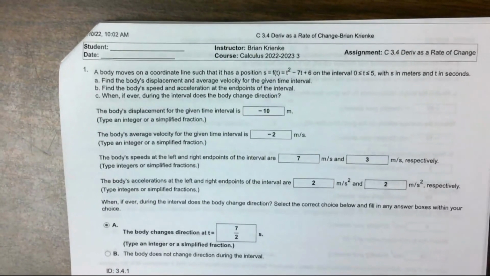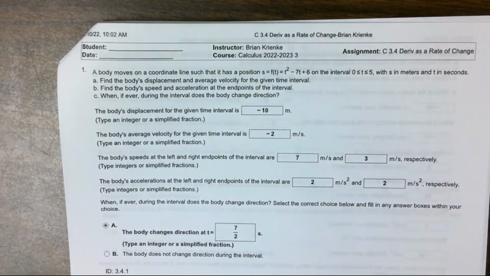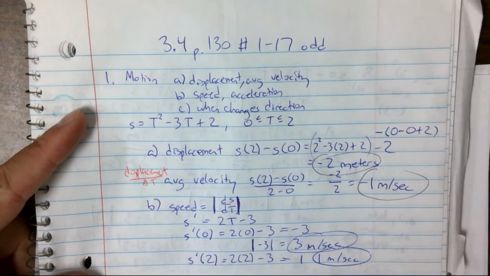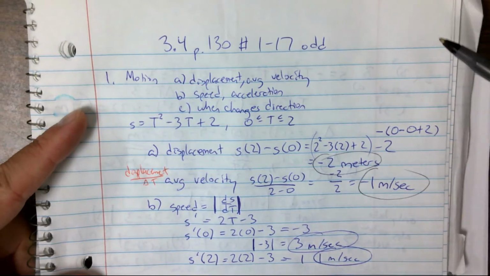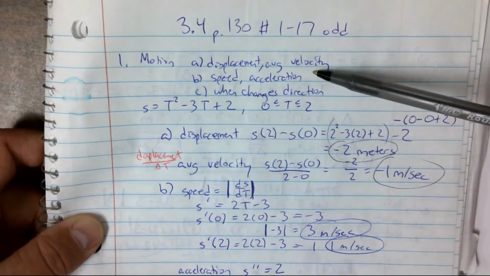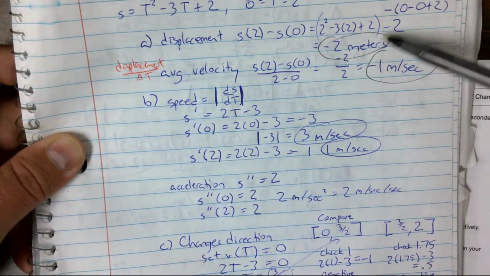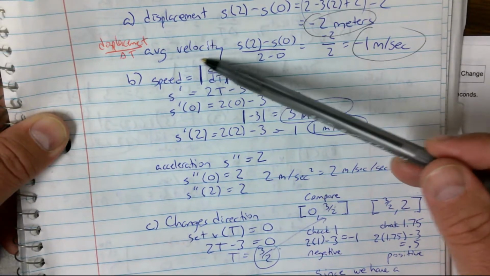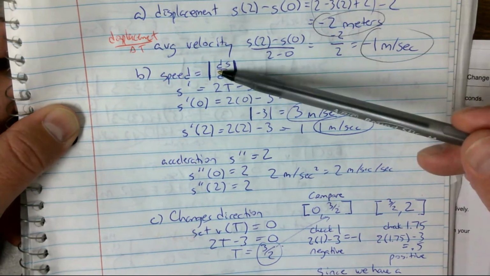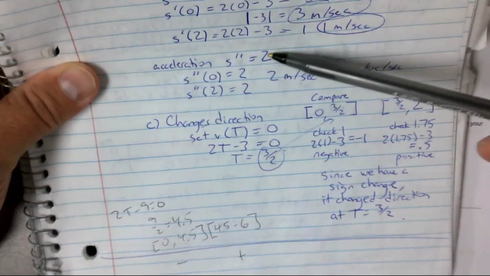Now, there's only 8 problems on this assignment, but they're very lengthy. So when I did this on paper, about 5 or 6 years ago, we did 1 to 17 odd, and this was problem 1. You have 3 parts, and you have to do your displacement, and then your average velocity. So those 2 are part of A. You had to do your speed and get some numbers. Then you had to do your acceleration and get some numbers.